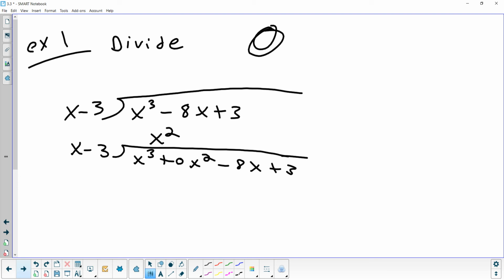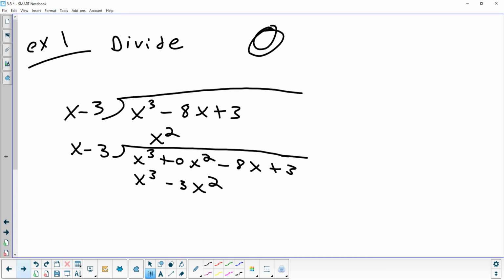So Sean, what do I get if I multiply x squared times x? x cubed. And Lindsay, what do I get if I multiply x squared times negative 3? Negative 3x squared. Yep. So now we've got some columns. And Gracie, what am I going to do? What's the next operation I do with the numbers in the columns?